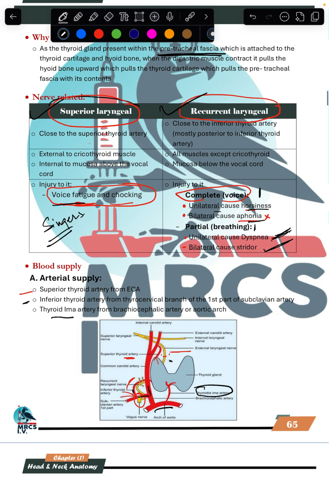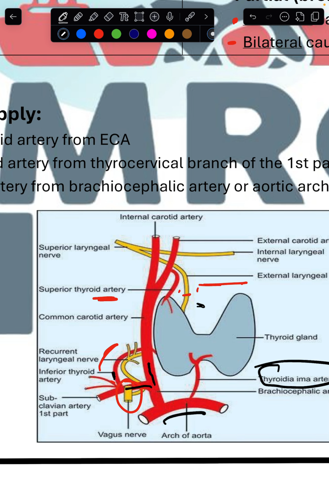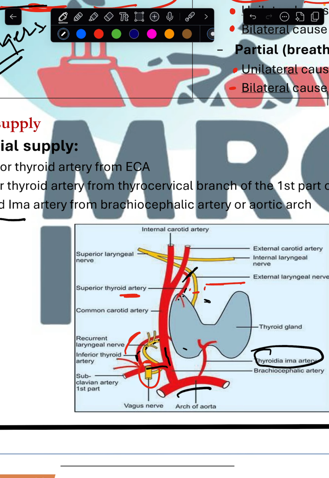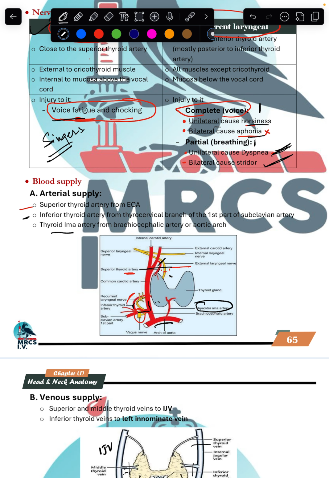Whenever ligation is done, the superior thyroid artery has to be ligated very close to the gland, because if you go away there is a chance of injury to the external laryngeal nerve. The inferior thyroid artery is ligated away from the gland. The inferior thyroid is a branch of the subclavian, which first gives the thyrocervical trunk, from which the inferior thyroid artery arises. The superior thyroid is the first branch of the external carotid artery, and you can see the division and how it supplies the gland.